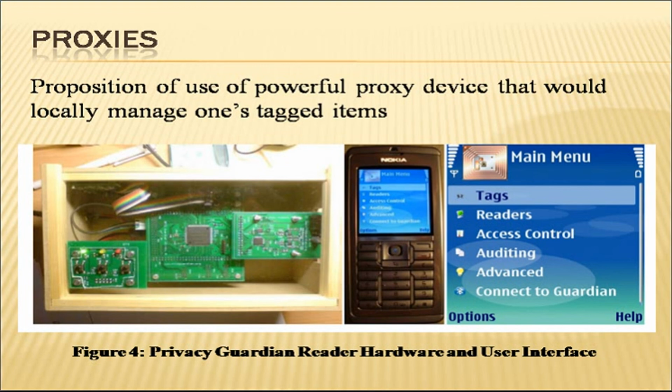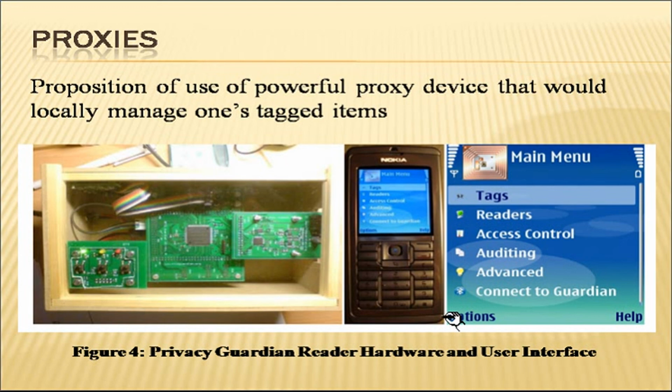For example, there are many solutions proposed in this area. One solution which is actually implemented is known as Privacy Guardian, which was implemented at the Free University of Amsterdam. So as you can see in the diagram, this is the hardware part of it. This is the mobile device, and this is how the menu is set here. So we can scan for the tags in the vicinity, control access to them, and log readout attempts and successes of other readers. So we can know who has tried to read my tag.